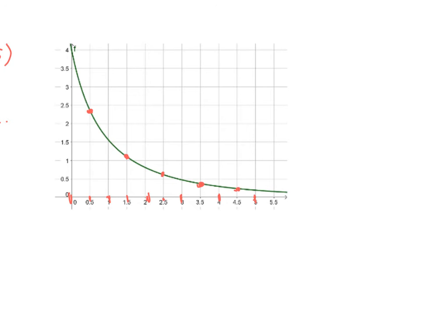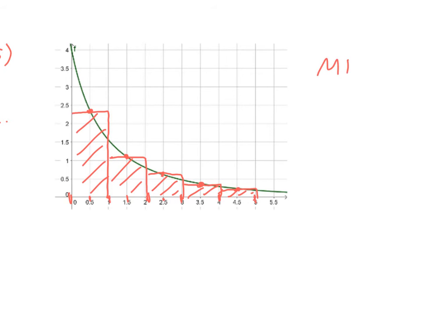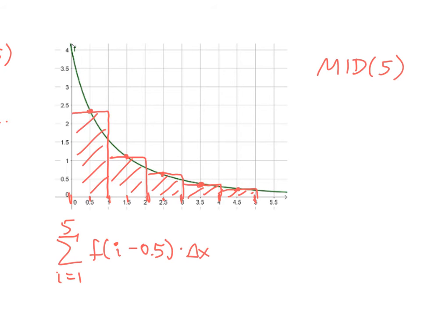And then I can draw the rectangles. So I get 5 rectangles. And then add up all of those areas. Now you might wonder, well, first of all, this one I call the midpoint sum, mid of 5. And I can write a formula for it. That formula would be the sum from i equals 1 to 5 of f of, I think it's going to be the average of i minus 1 and i, so that's going to be i minus 0.5, times delta x, where delta x is again 1.